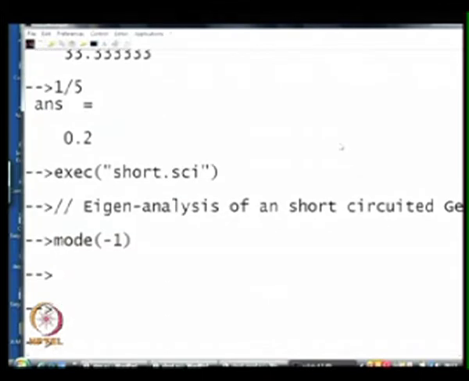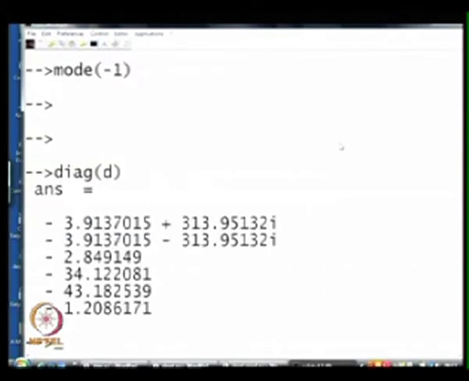So, in fact, if you take out the eigenvalues of A under short circuited conditions, the eigenvalues turn out to be like this. In fact, there is a term here which is minus 3 plus or minus j 313.95. This is of course reminiscent of omega, in radians per second. So, if you look at the imaginary part, it is reminiscent of that. We will discuss this point a bit further later.